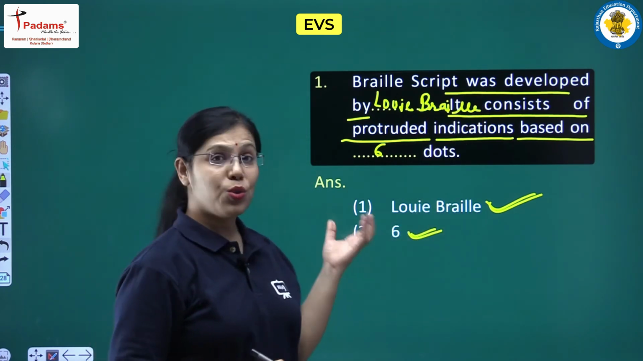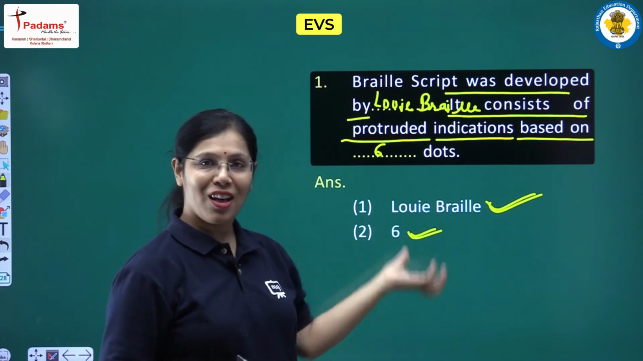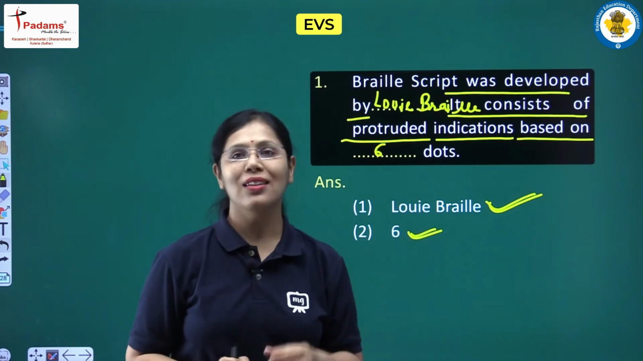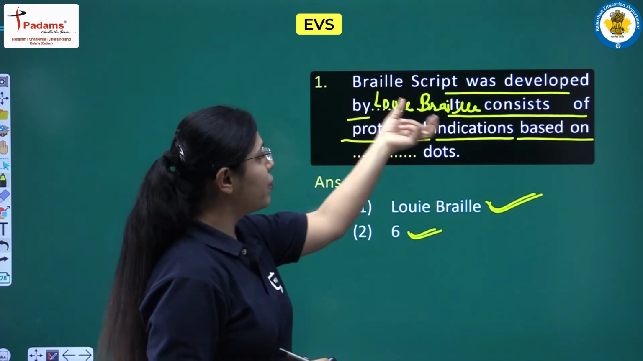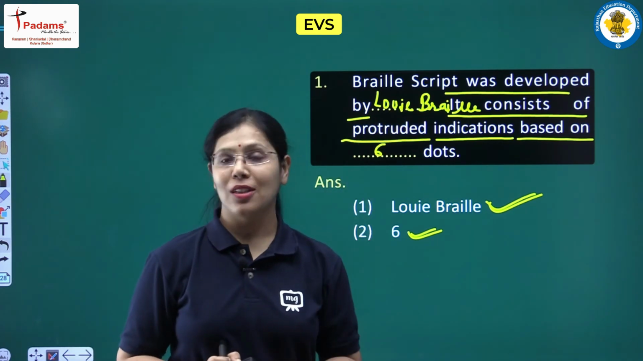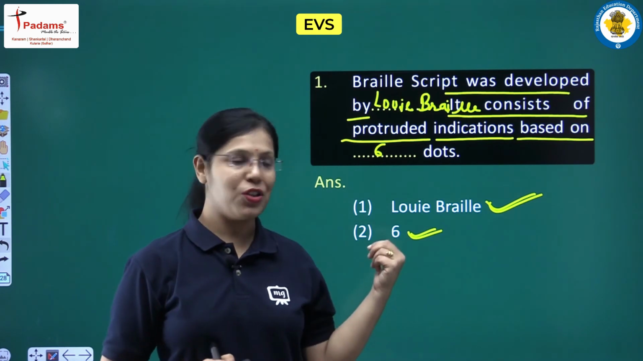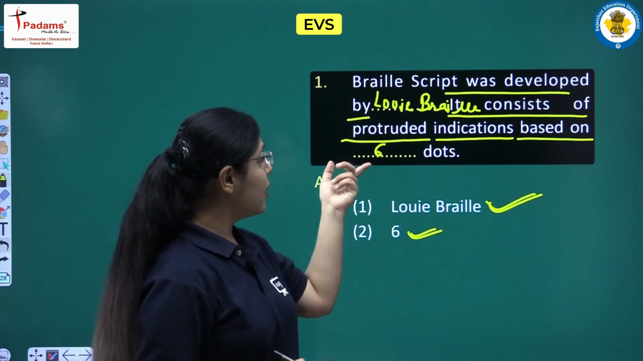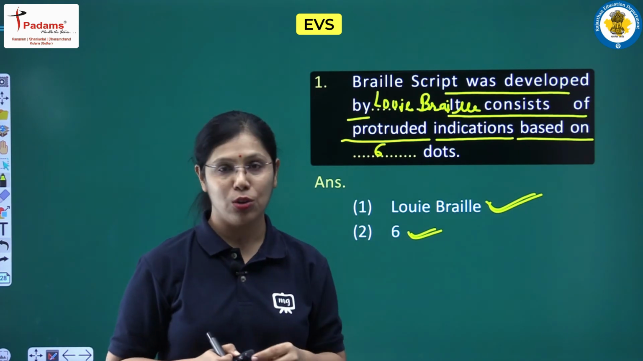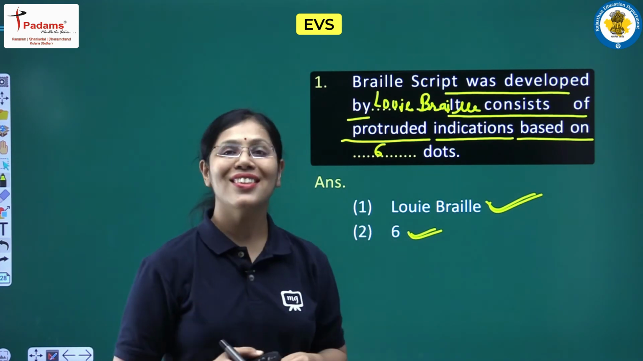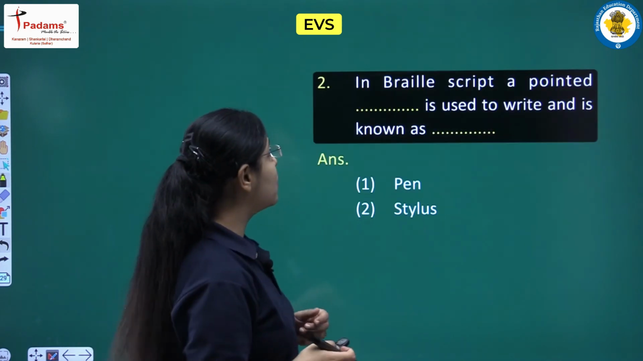So students, I have mentioned them here also. So there are 2 blanks, and in 2 blanks 2 different things are asked here. So in first, the name of the person who developed the Braille script is mentioned, that is Louis Braille, and in the second blank you have to mention that this script is based on how many dots. So it is based on 6 dots. Let's move to the next question.